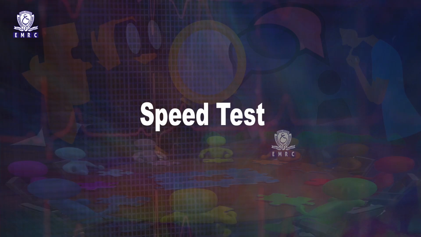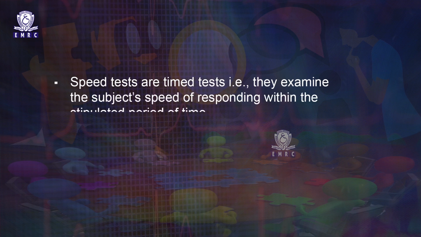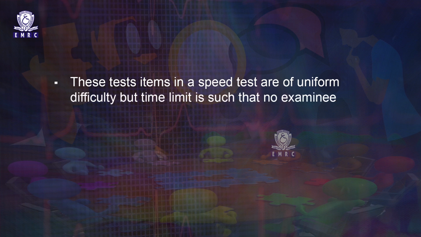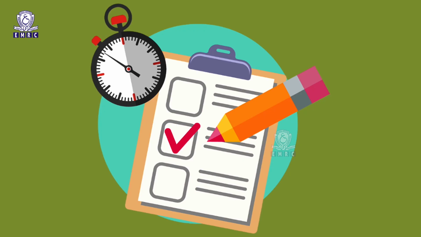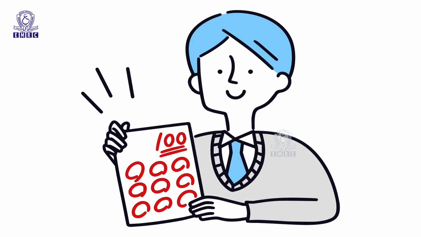Speed tests are timed tests. That is, they examine the subject's speed of responding within the stipulated period of time. The test items in a speed test are of uniform difficulty, but the time limit is such that no examinee can attempt all the items. A pure speed test is a test composed of easy items so that the subject responding never gives a wrong answer and his score is equal to the number of questions attempted by him. An example of a speed test is the clerical speed and accuracy test.